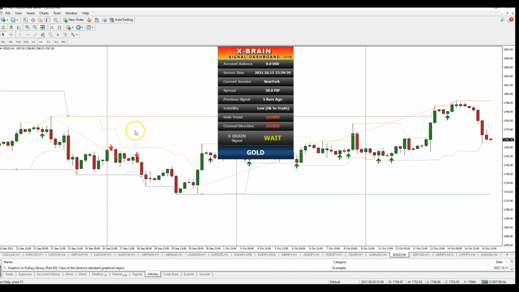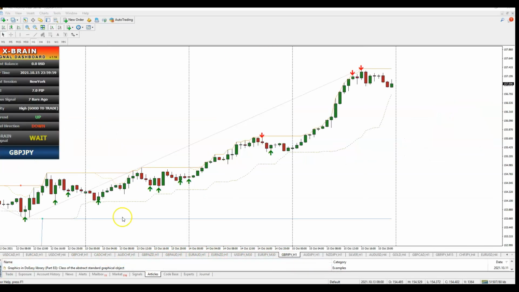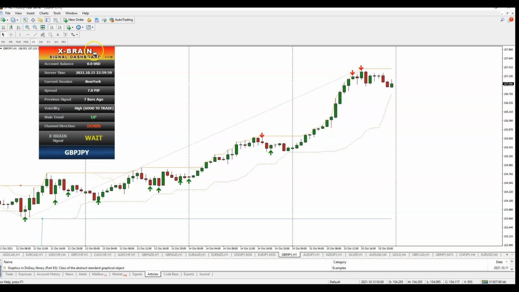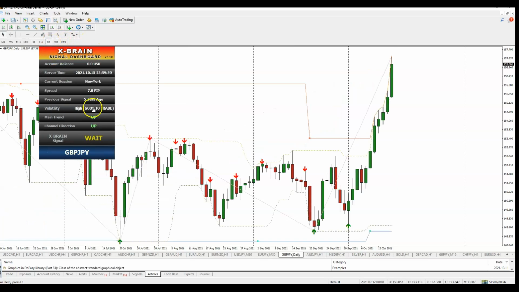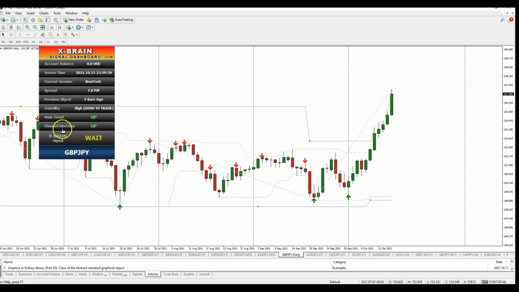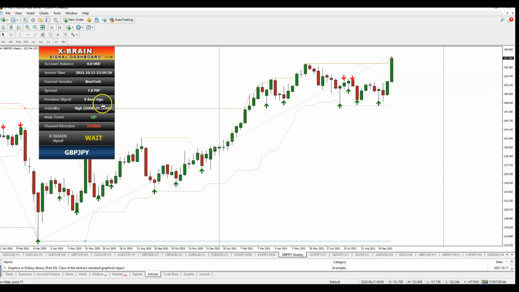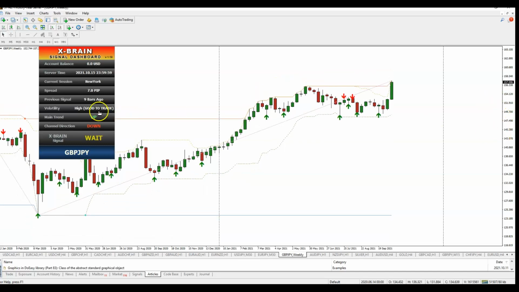channel direction. Oops, I'm sorry, I'm looking at the wrong chart. You have to switch over to pound yen. So there's pound yen. So daily chart, the trend is up. The channel direction is up. On the weekly, the trend is still up, the channel direction is down, but it doesn't matter.